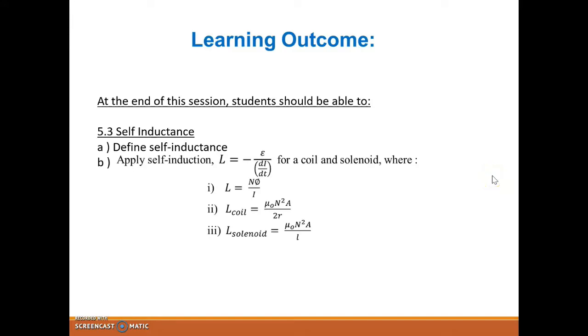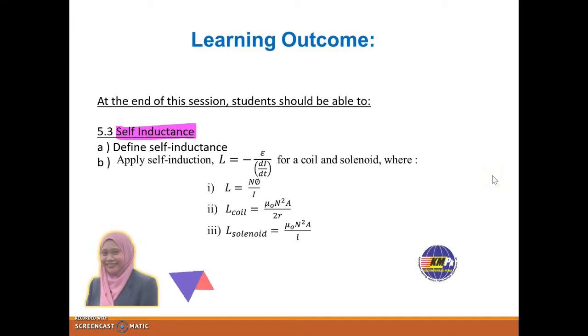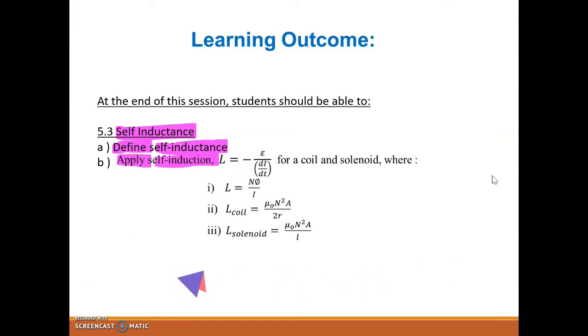Learning outcome 5.3, self-inductance. At the end of the chapter, you should be able to define self-inductance and apply self-induction, where L is equal to negative flux over rate of change of current, for a coil and a solenoid, where L is equal to NΦ over I. L for a coil is equal to μ0 N² A over 2R, and L for a solenoid is equal to μ0 N² A over l.